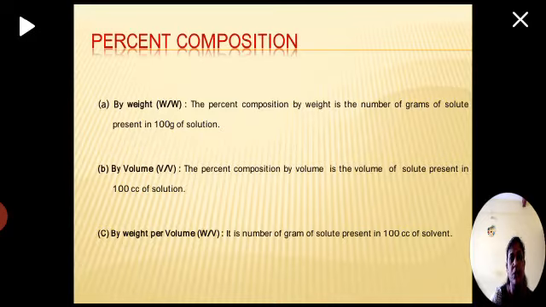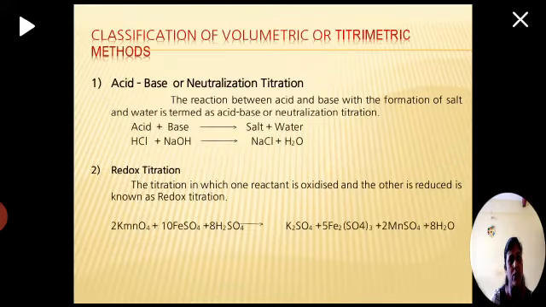It may be percent composition by weight. The percent composition by weight is the number of grams of solute present in 100 gram of solution. Percent composition by volume, V by V, is the volume of solute present in 100 cc of solution. Then the percent composition by weight, W by V, is the number of grams of solute present in 100 cc of solvent.